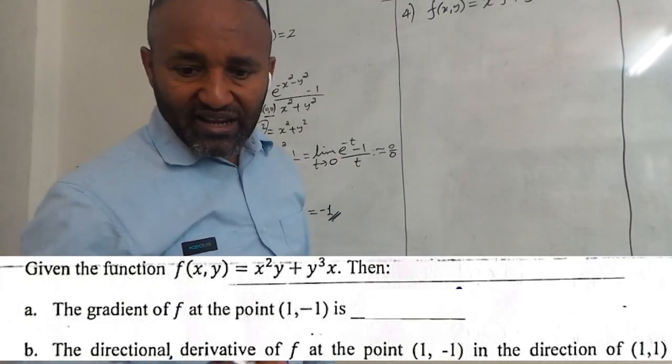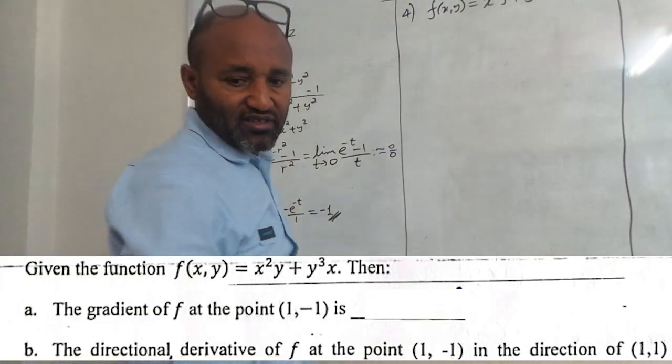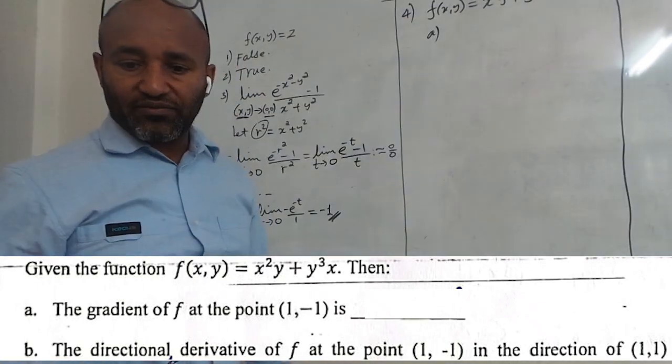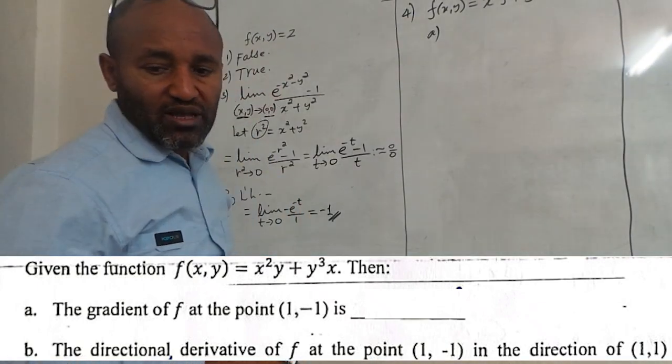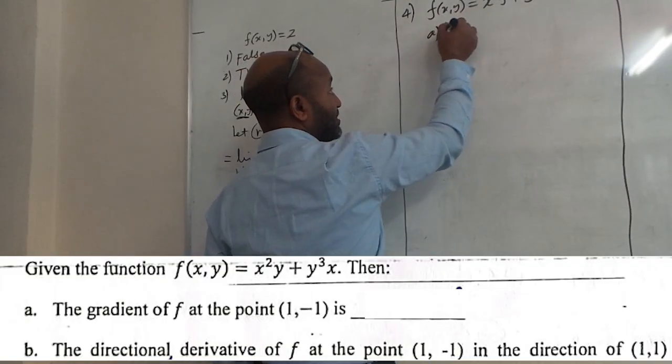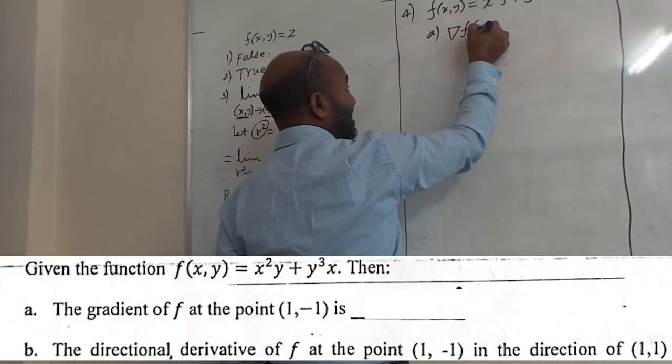the problem says the gradient of f at the point. So the first, part a, find the gradient of the function f at the point 1 comma minus 1. So what's the gradient of a function of two variables? Gradient of f at an arbitrary point.